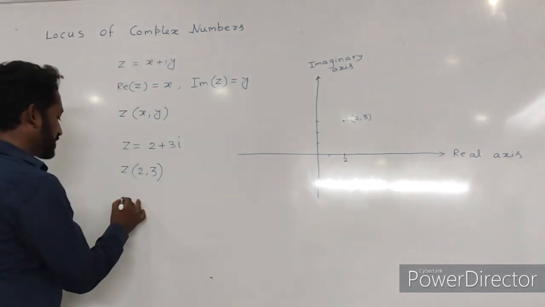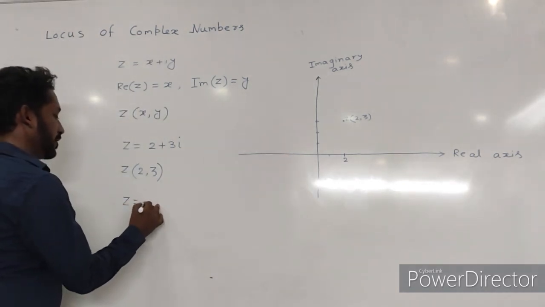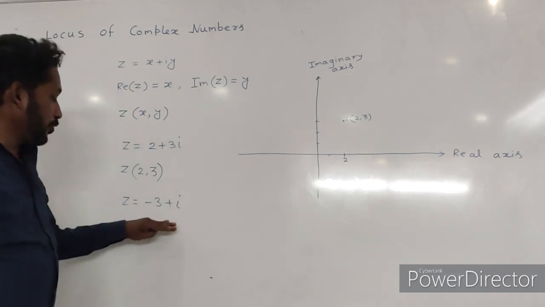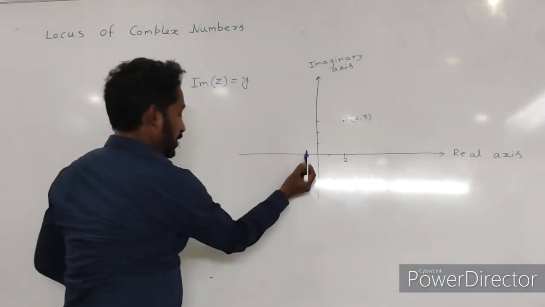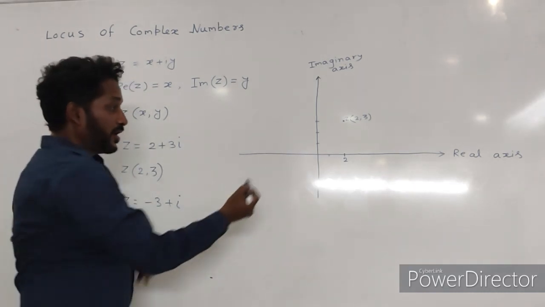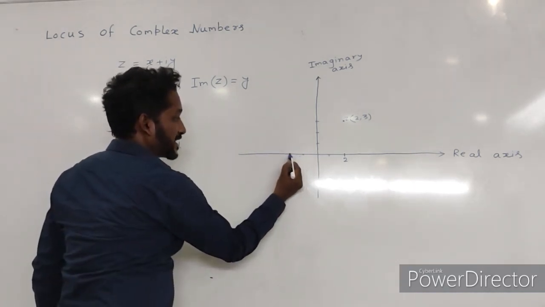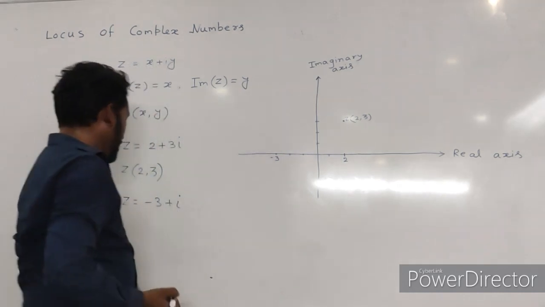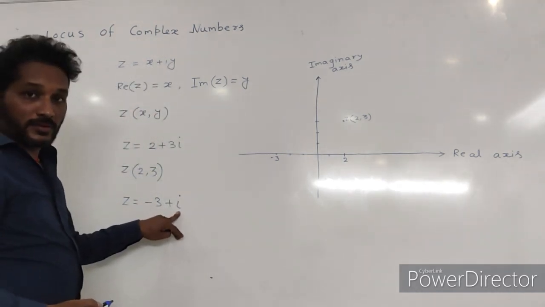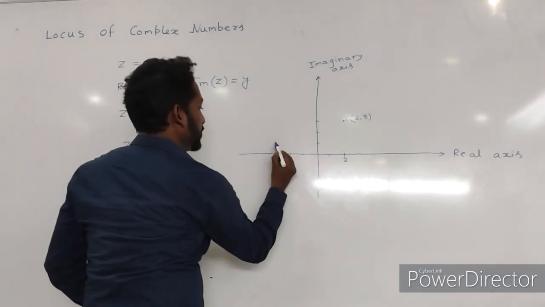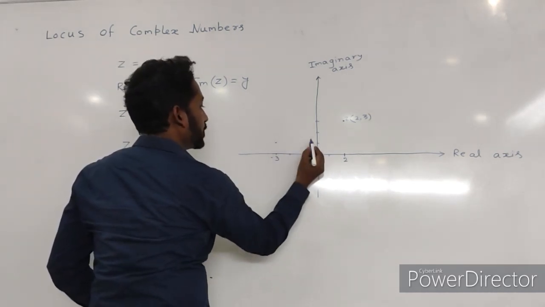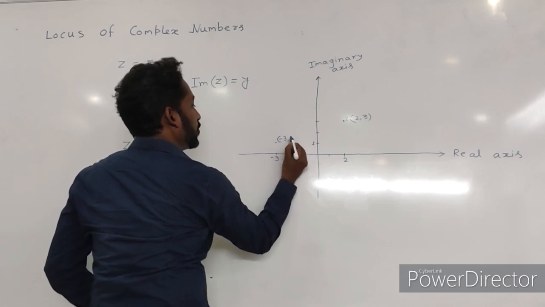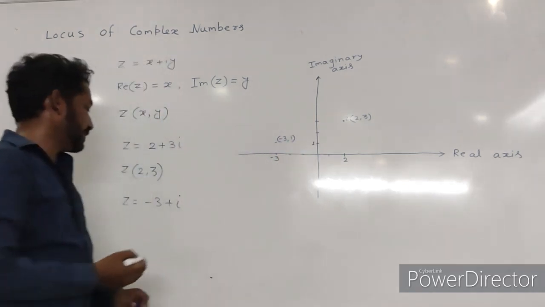So now suppose we have some z which is minus 3 plus i. In this case, how to plot this z? Since the real part is minus 3, along the x-axis, we'll move to minus 3. Imaginary part is 1, so along the y-axis we'll move to 1, and thus this point minus 3 comma 1 will be z.